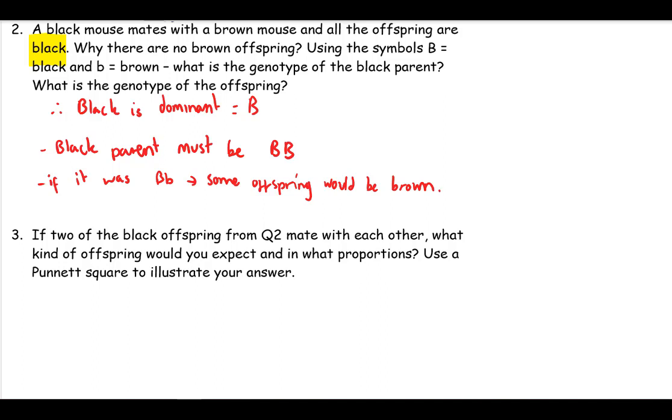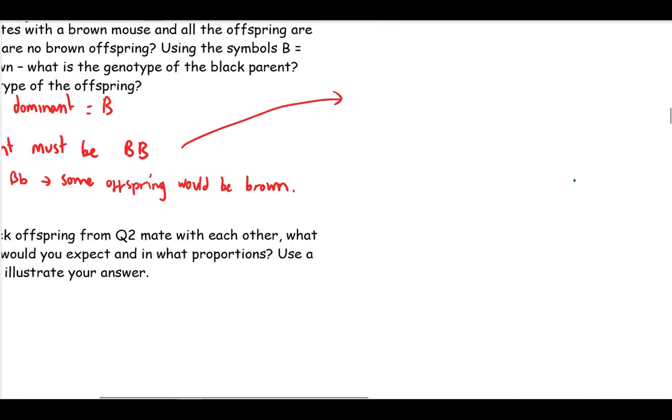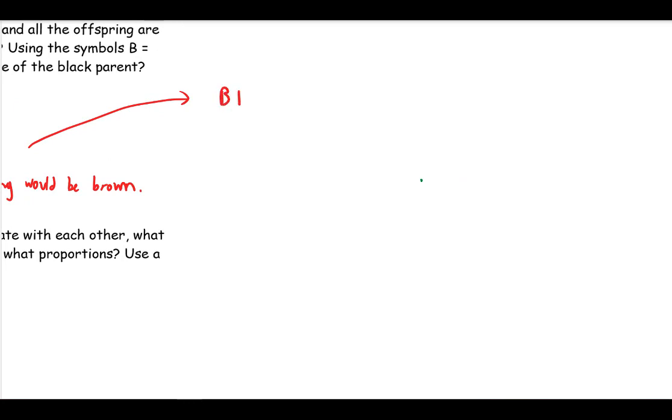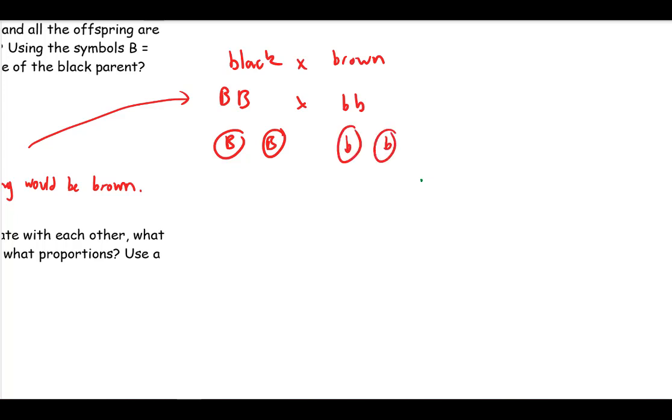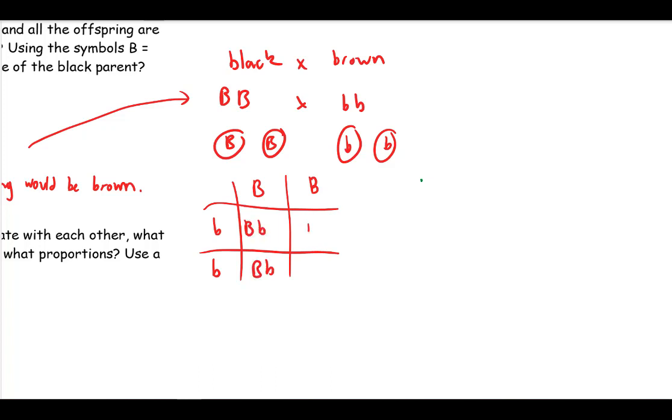Now here's why. Let's do it properly. Black crossed with brown. The brown must be two little b's. You work out the gametes. Because there's two big B's here, the only gametes they can produce are big B's. This one can only produce gametes with little b's. We put them into a Punnett square, and we get this. All the offspring end up with big B, little b.